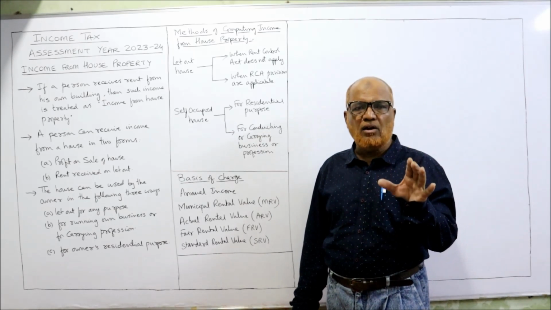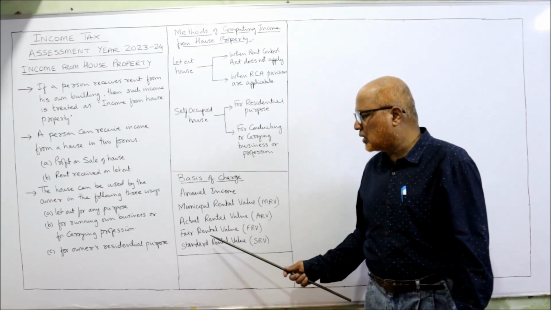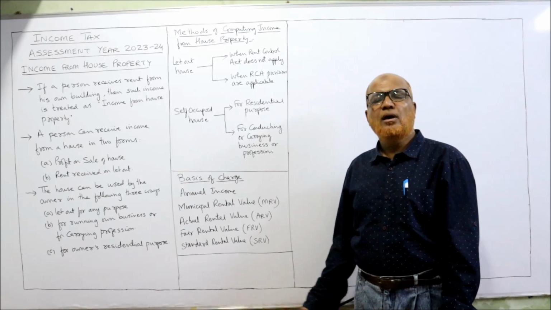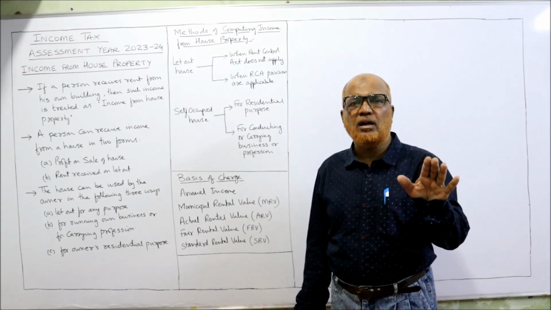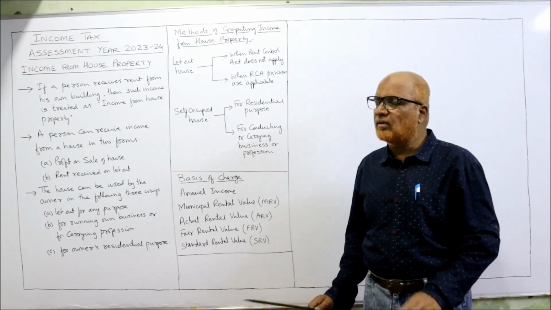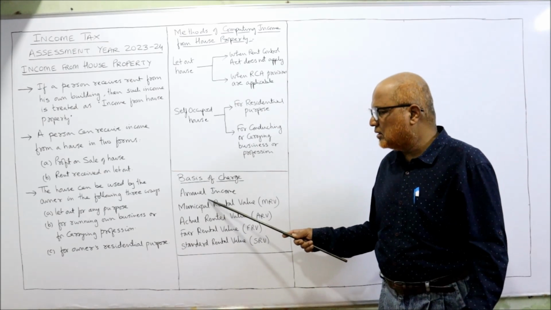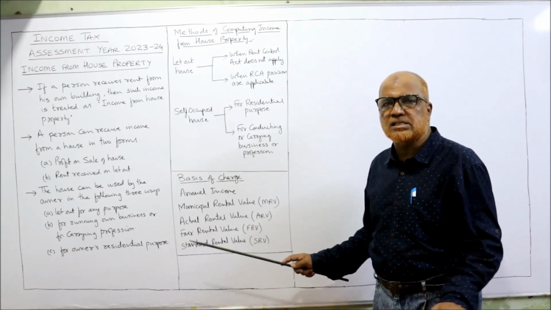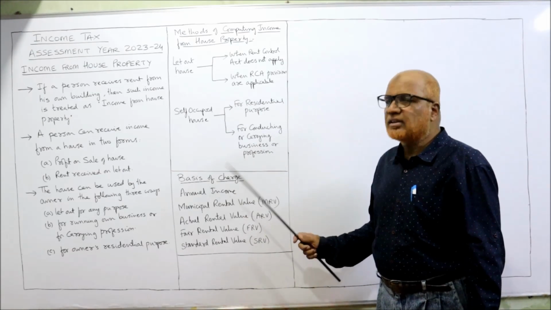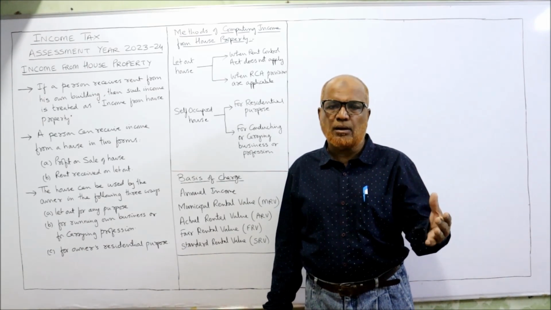If the house is governed by the Rent Control Act, then we have to consider standard rental value. If the house is not governed by the Rent Control Act, standard rental value will not be there. Only 3: MRV, ARV, FRV. That's it. So further provisions you can get in the complete video.